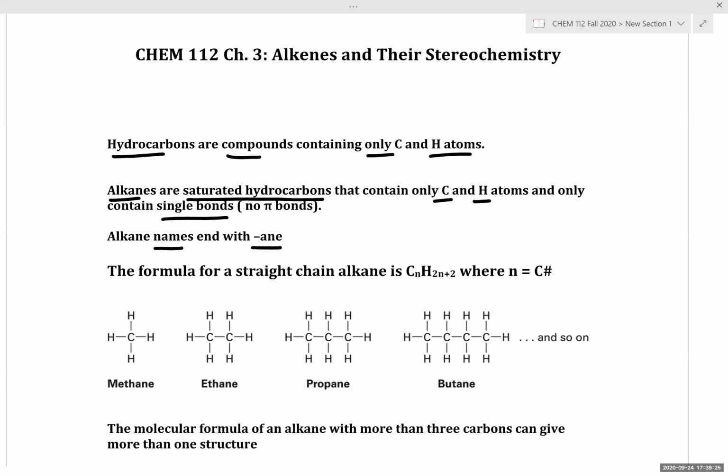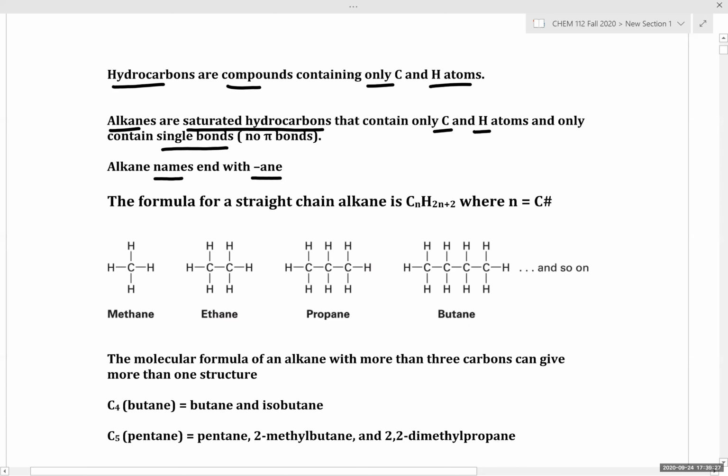Perfect. So the formula for a straight chain alkane is CnH2n+2, where n is the number of carbons. So for example, methane is CH4, ethane is C2H6, propane is C3H8, butane is C4H10.